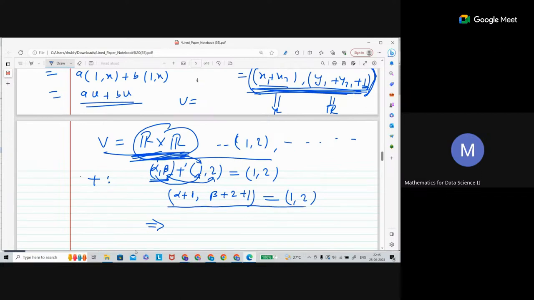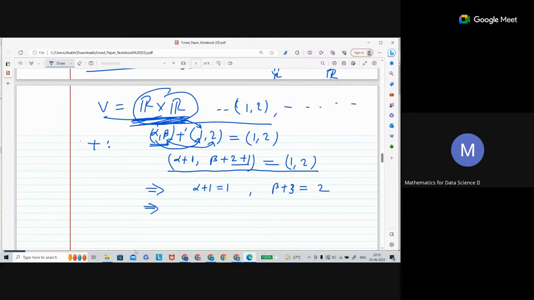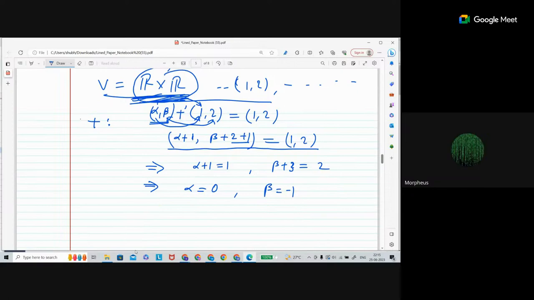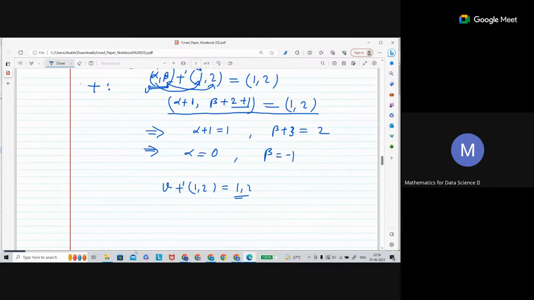Now compare these two. Comparing means you make it equal coordinate-wise. Alpha plus one is equal to 1, and beta plus 2 plus 1 becomes beta plus 3, equal to 2, right? So alpha equals 0 and beta equals minus 1. That means v plus prime (1, 2) equals (1, 2). So small v is actually what? (0, minus 1).